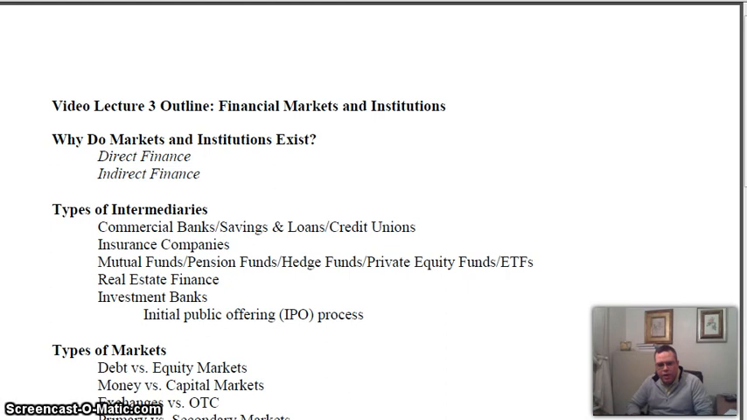And then lastly, we'll talk about investment banks. Investment banks are a little different than the other intermediaries we talked about, in that they're not really what we'd call balance sheet driven. They're a service provider. They get paid based on the service they provide to their customers.